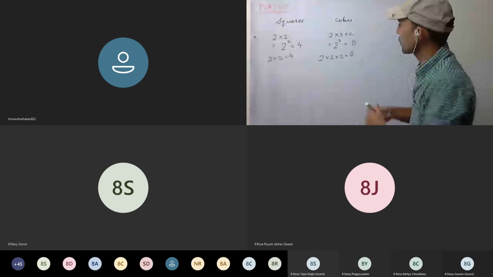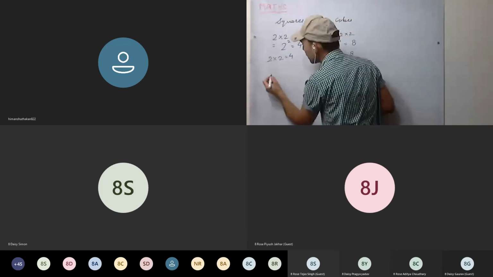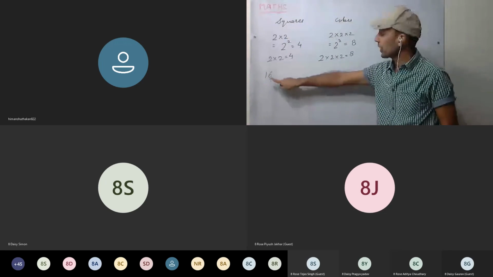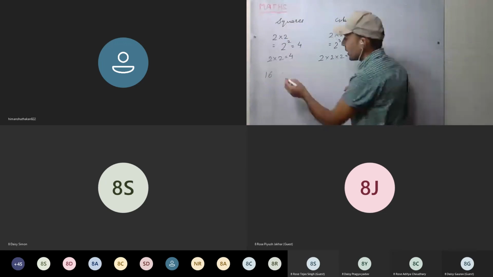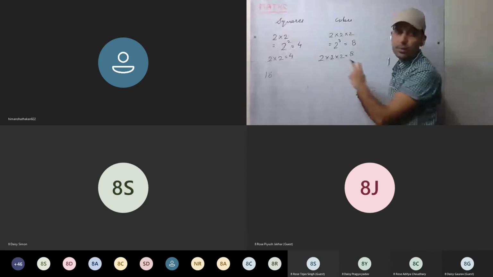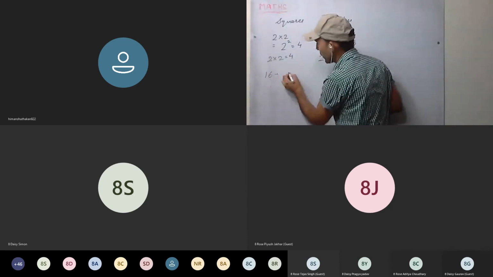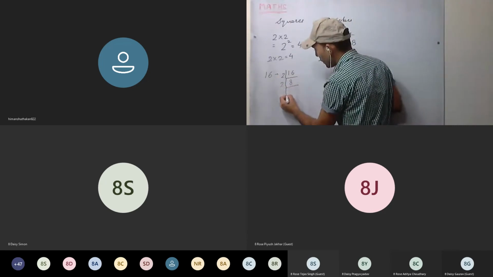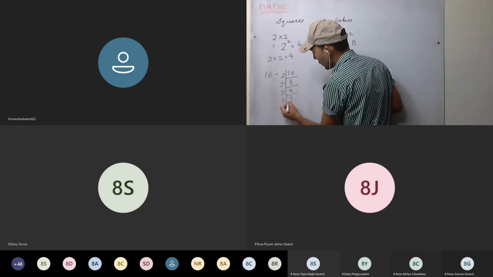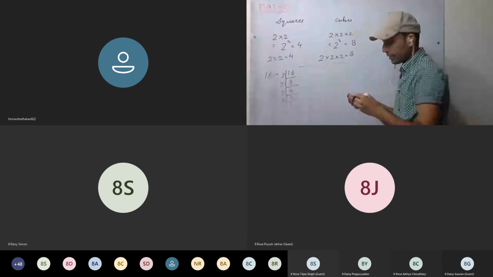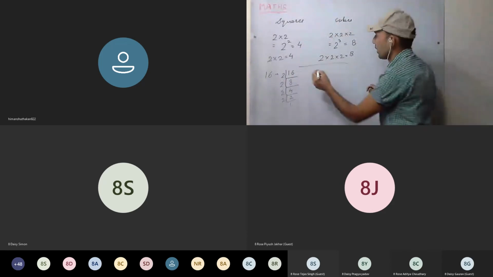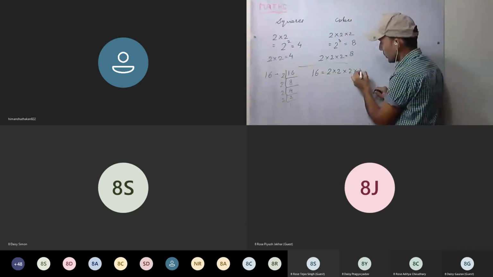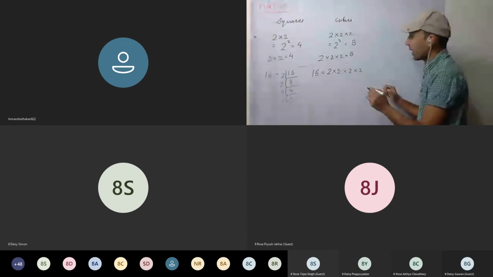And square root, what did we do in square root? If you are given a number 16, we have to find the square root of 16. What we did, either the factorization method or the division method. So if we go with the factorization method, 2, 8, 2, 4, 2, 2, 2, 1. So 16 can be written as 2 into 2 into 2 into 2. This is clear?